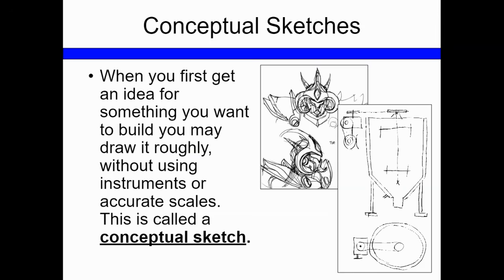So, different types of technical drawings. We have conceptual sketches. When you first get an idea for something that you want to build, you're going to draw it roughly using just a pencil, using no instruments and no accurate scales. This is called a conceptual sketch. You see this a lot inside engineering notebooks and drawing notebooks, people thinking about ideas and putting them onto paper.